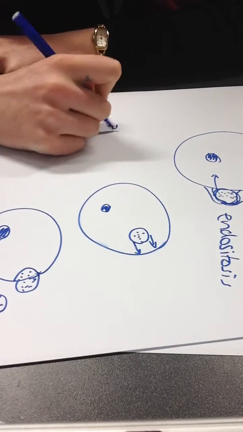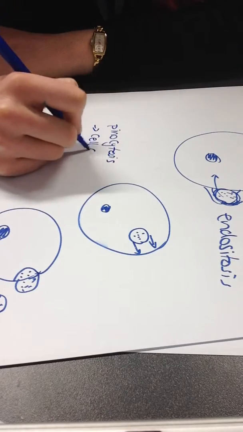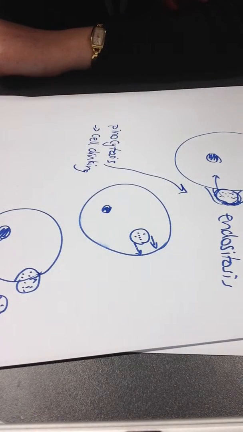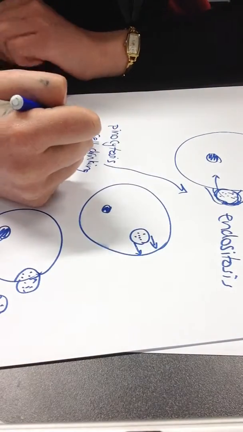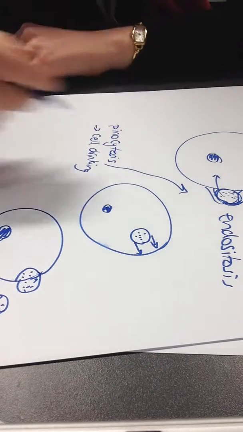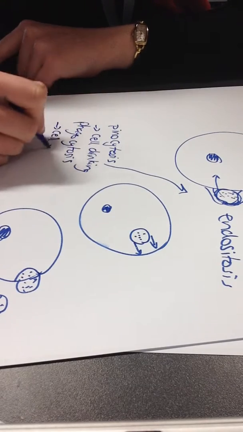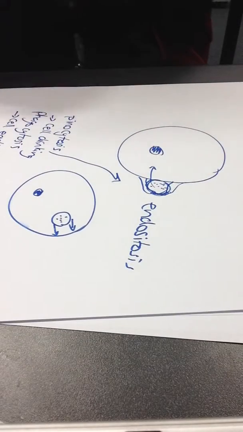We've got this thing called pinocytosis, and that is basically cell drinking. It's the same as this, but instead of it being molecules, it's just water. So this is endocytosis, but we've got cell drinking, and we've also got phagocytosis, which is cell eating, and that's this. They're both types of endocytosis.